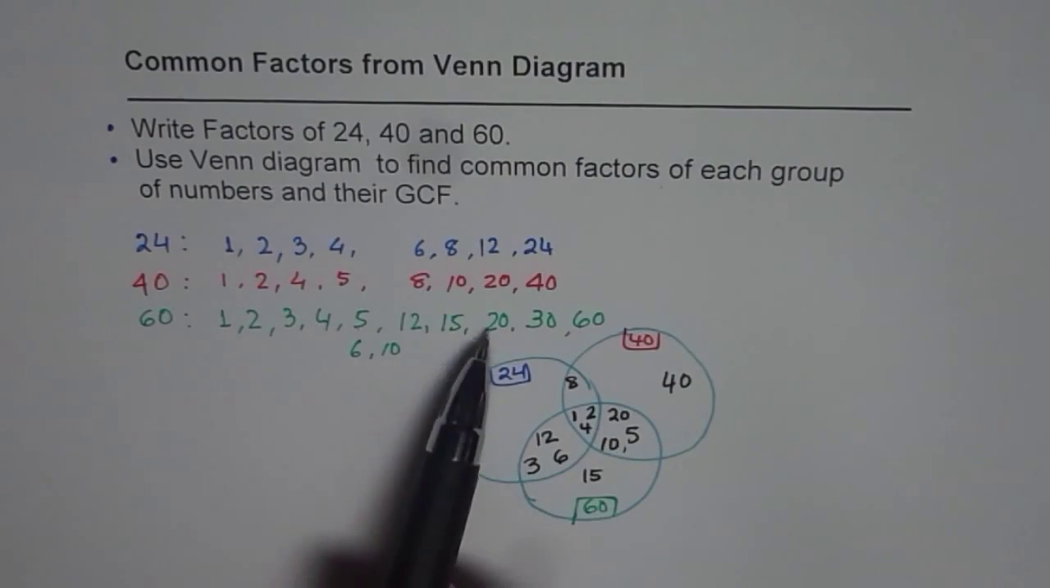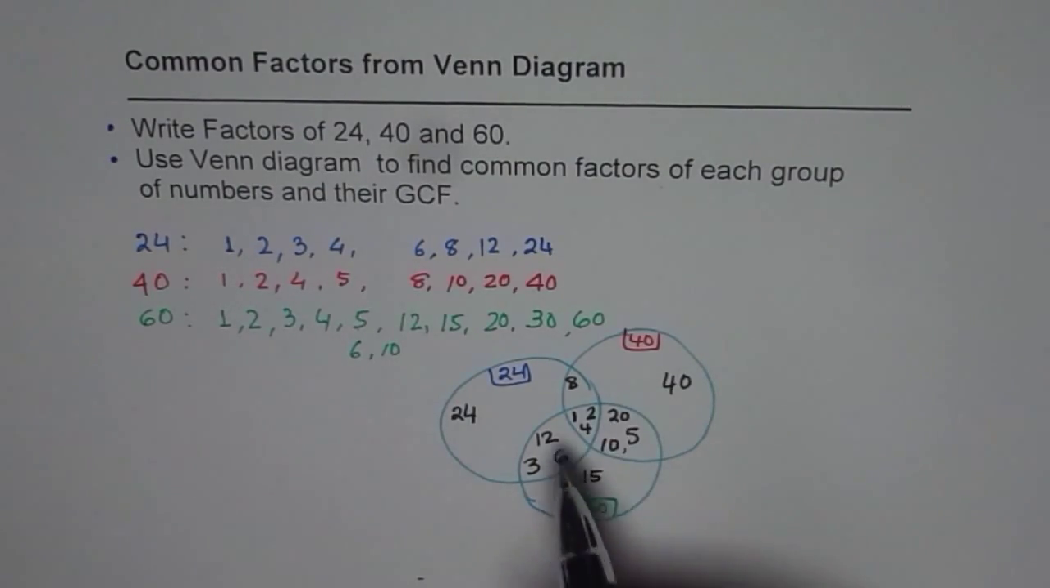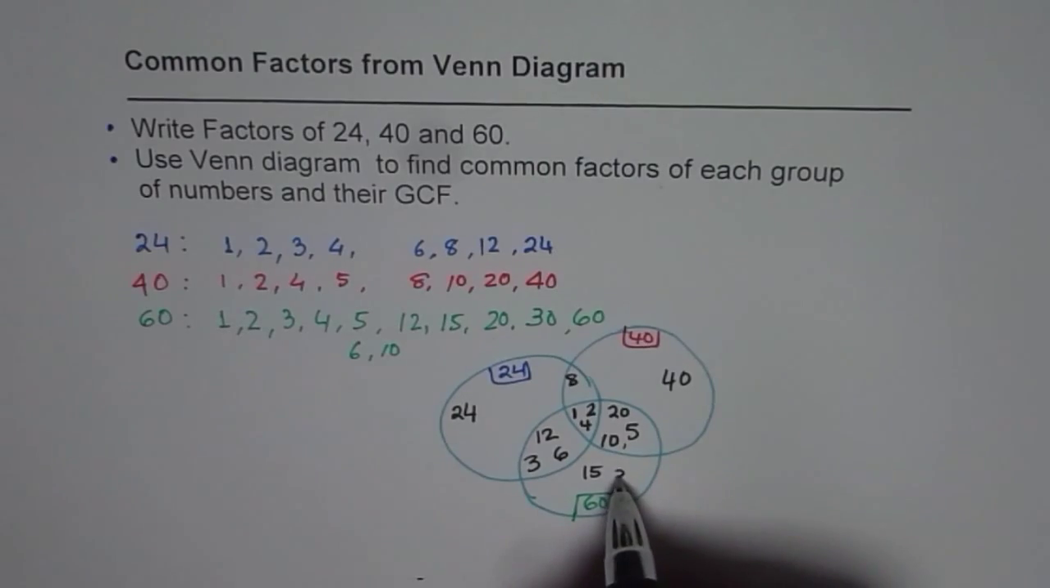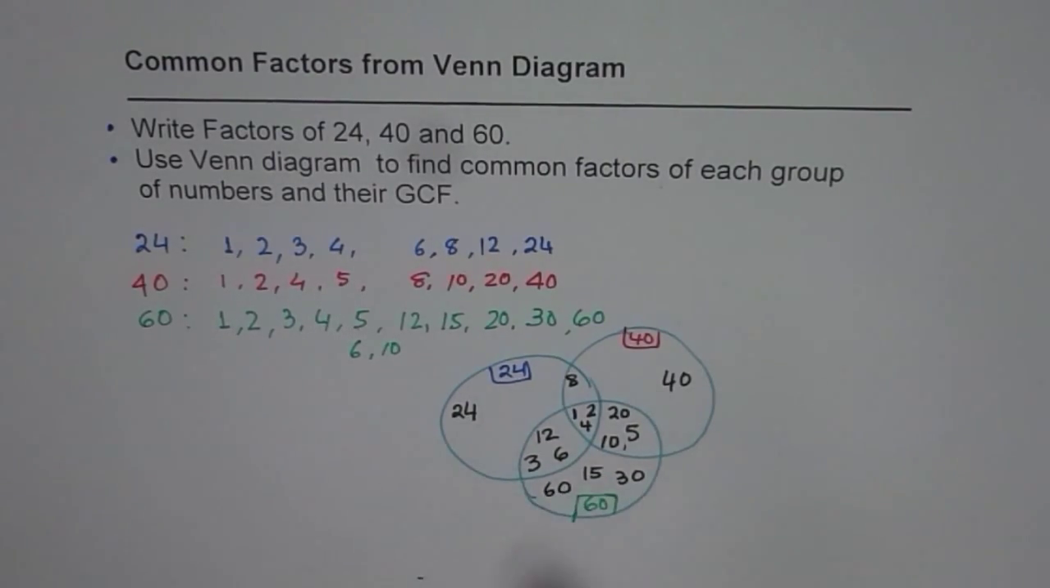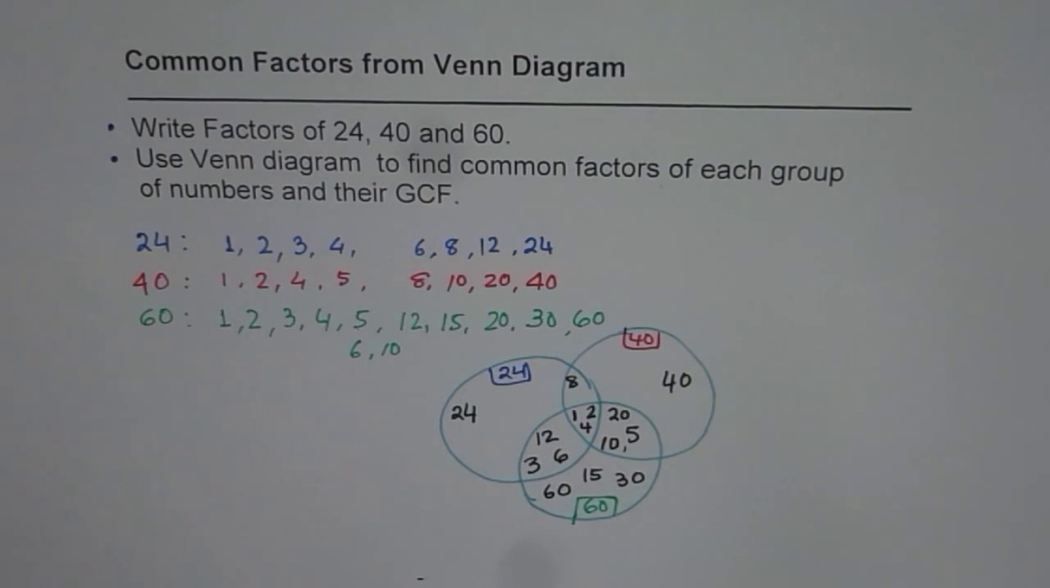20 is there. 30 is also not there. So 30 also comes here. And then we have 60. So that is how we can draw a Venn diagram representing factors of the numbers 20, 40 and 60.